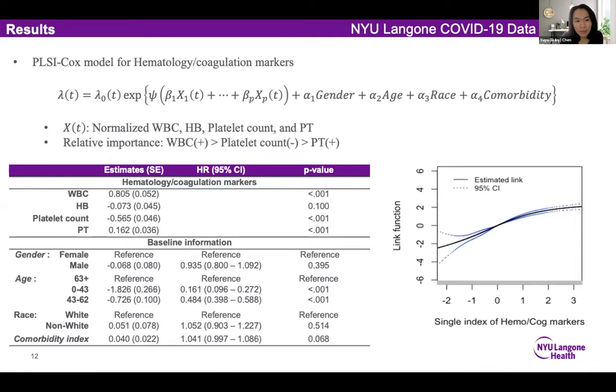And here's the output for hematology-related markers. As I mentioned above, the right-hand side shows the joint effects with the nonlinear association. On the left-hand side, we can see that WBC, platelet count, and PT are significant in the model. And WBC has the highest coefficient, which indicates the highest relative importance among these hematology-related biomarkers.